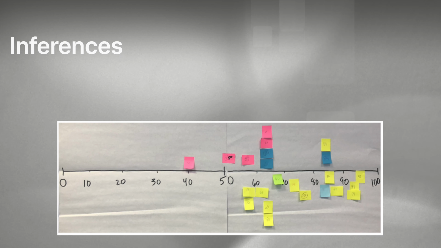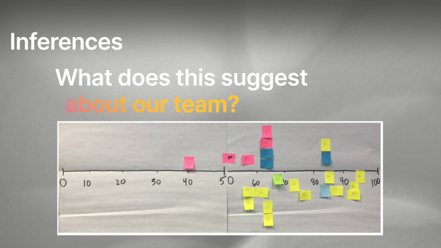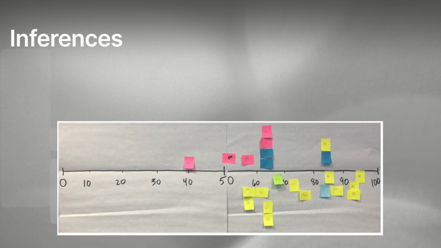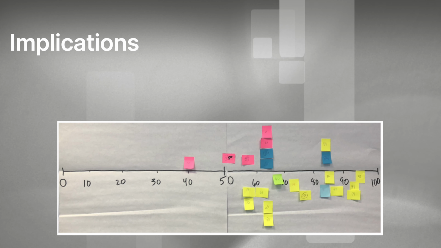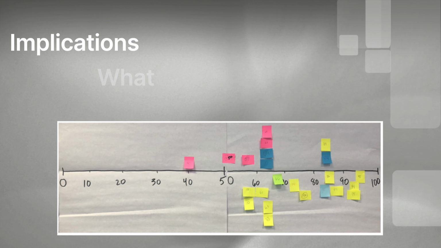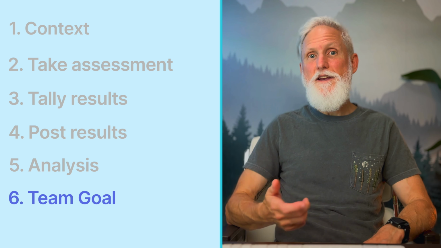So next we'll go into inferences. And you might want to ask, what does this suggest about our team? And this will give the team an opportunity to interpret their noticings. And finally, implications. This is where we might ask, what does this mean for our work together? And this is where insights turn into possibilities. And lastly, step 6. This is where we're going to come up with a team goal. This is going to be really important, so let's give the protocol a good 10 minutes or so of conversation to identify this team goal.